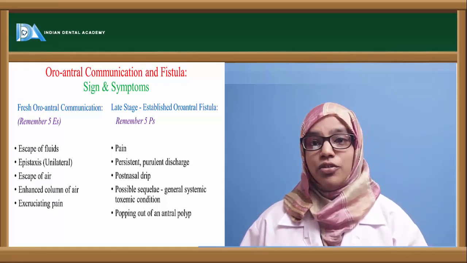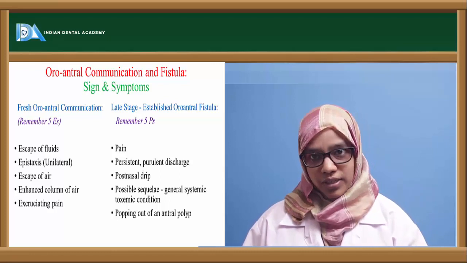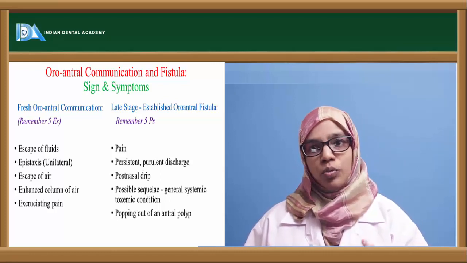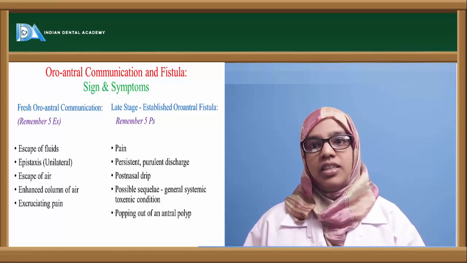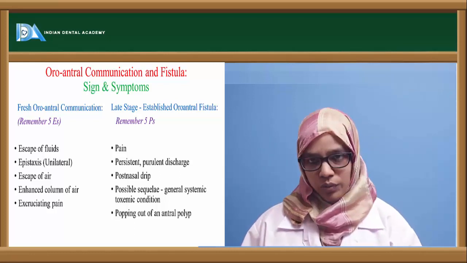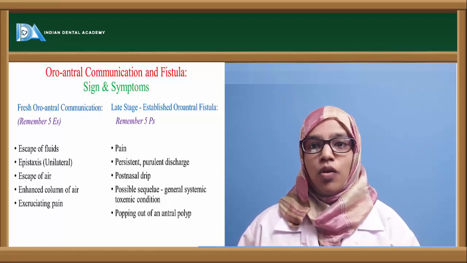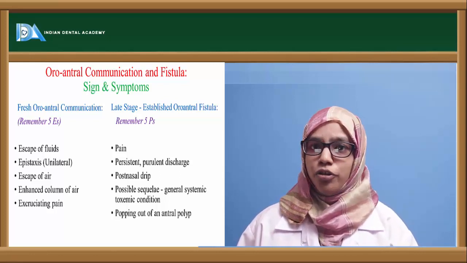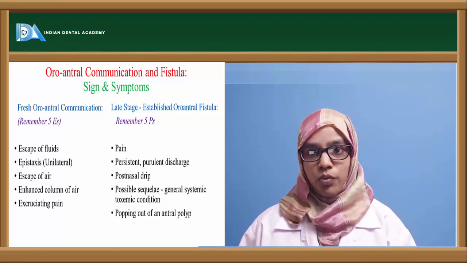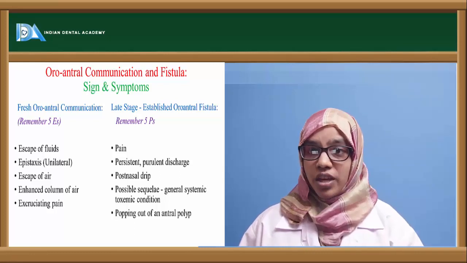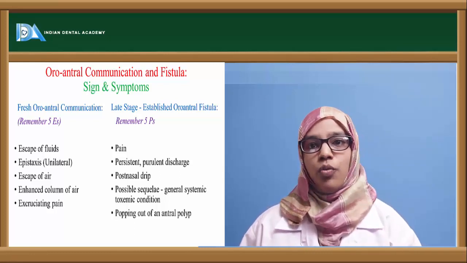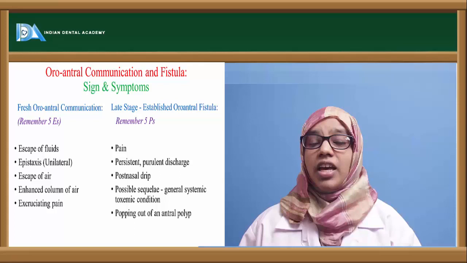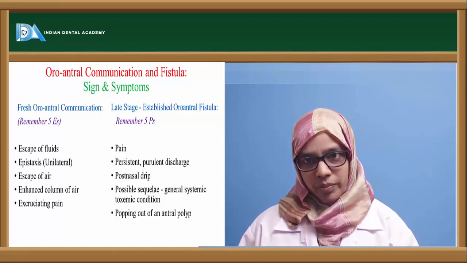There will be unilateral epistaxis on the affected side. It is because the blood that has accumulated in the maxillary sinus is draining through the ostium into the nose. There will be enhanced column of the air. As I mentioned earlier, the maxillary sinus plays a very important role in maintaining the resonance of your voice. So, if there is an oro-antral communication, the voice will be altered. And there is extreme excruciating pain.